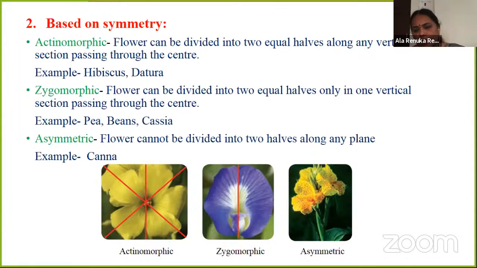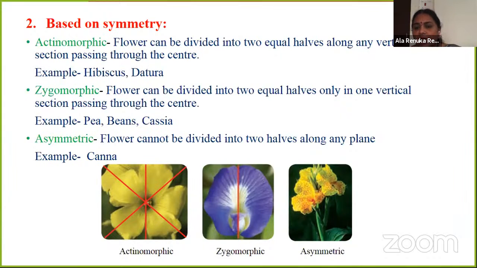If a flower has no symmetry, we cannot divide it into two equal halves along any plane passing through the center, it is called asymmetric. Asymmetric means there is no symmetry. If there is no symmetry, such a flower is called an asymmetric flower.